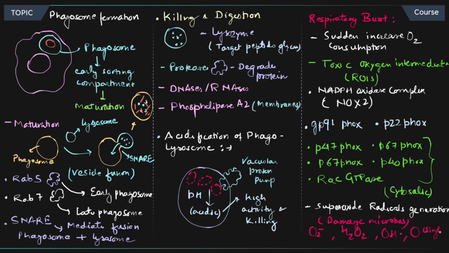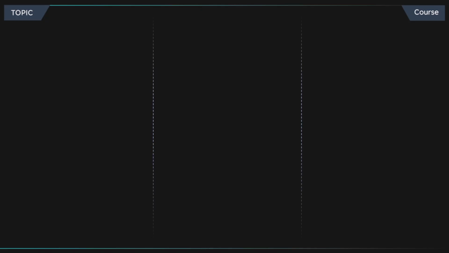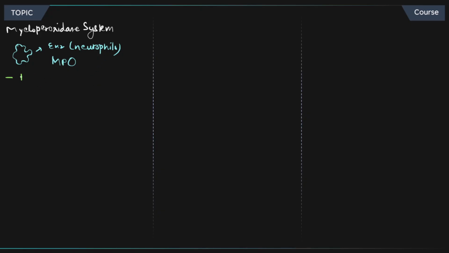All these molecules basically play a very important role in killing the microbes. All right, now let's talk about another important system, which is the myeloperoxidase system. This system is basically an enzyme produced by neutrophils. In short, it is also known as MPO. The role of this enzyme is to produce HOCl, which is hypochlorous acid.